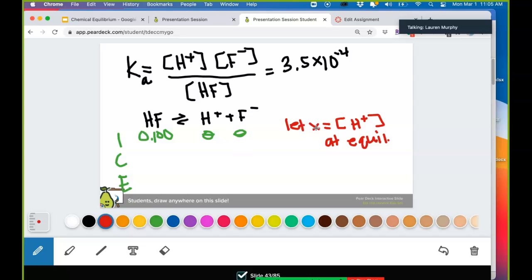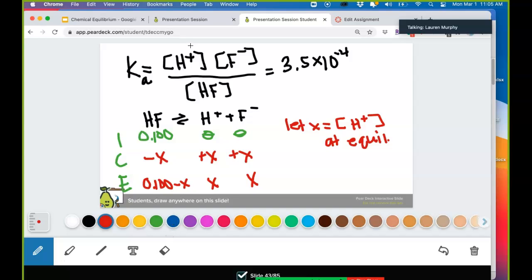So I just said I'm going to let X equal hydrogen at equilibrium. So for E, hydrogen is the letter X. So if I have 0 and I ended up with X, I must have gained X, right? Instead of a number now, here we have a variable. Well, this is a 1-to-1 ratio. So if I gain X here, I gain X here. So I end up with X. 0 and X is X. And then this is a 1-to-1 ratio, but this is a reactant, so I'm going to lose concentration. So this ends up being 0.100 minus X.